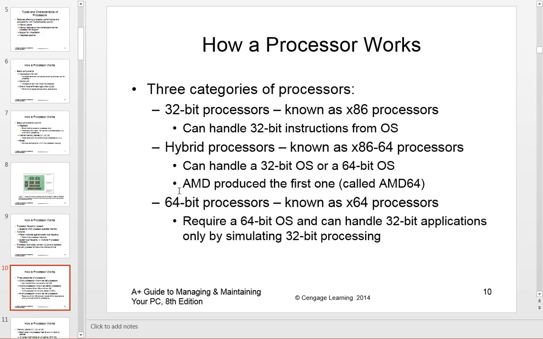The difference between a hybrid and a 64-bit is that the hybrid processor actually physically handles 32-bit commands and applications as 32-bit, and then on the separate side does it as 64-bit. And a 64-bit processor, when it simulates that, is basically just using a set of programs within its operating system to get the same effect.